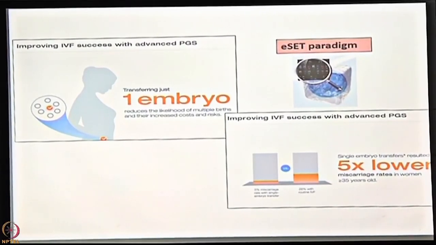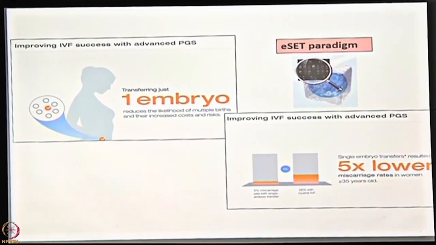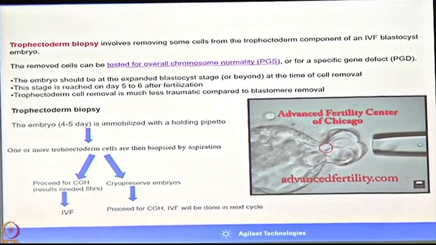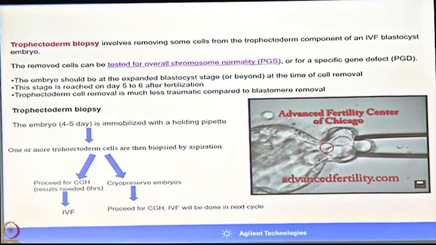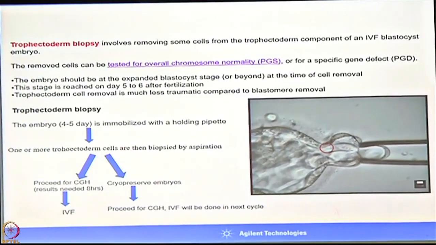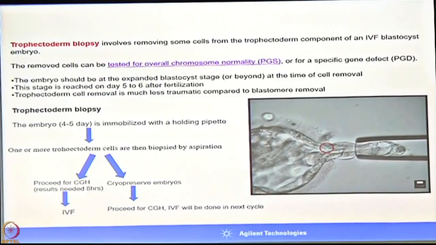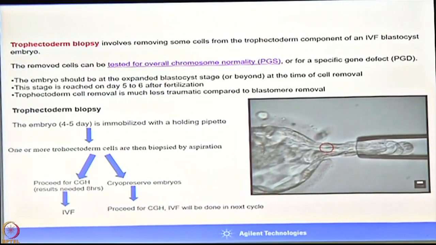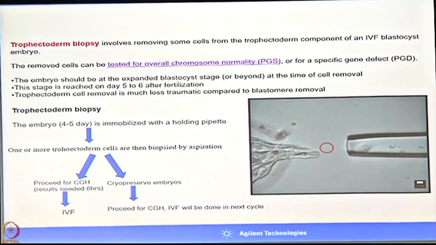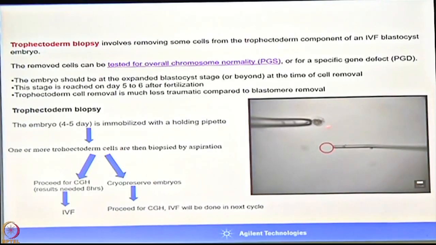It's 5 times less pain basically to grow the kids, right? So how do they do it? This test is basically done by the biopsy of the embryo. So this is the embryo, and this is the blastocyst, and they take one cell of the embryo, only one cell. So this is the one cell they collected.